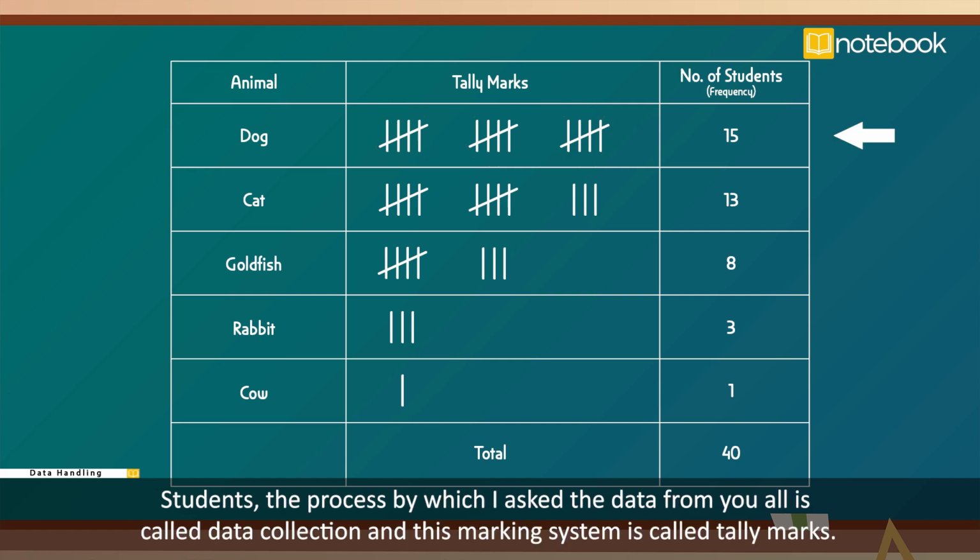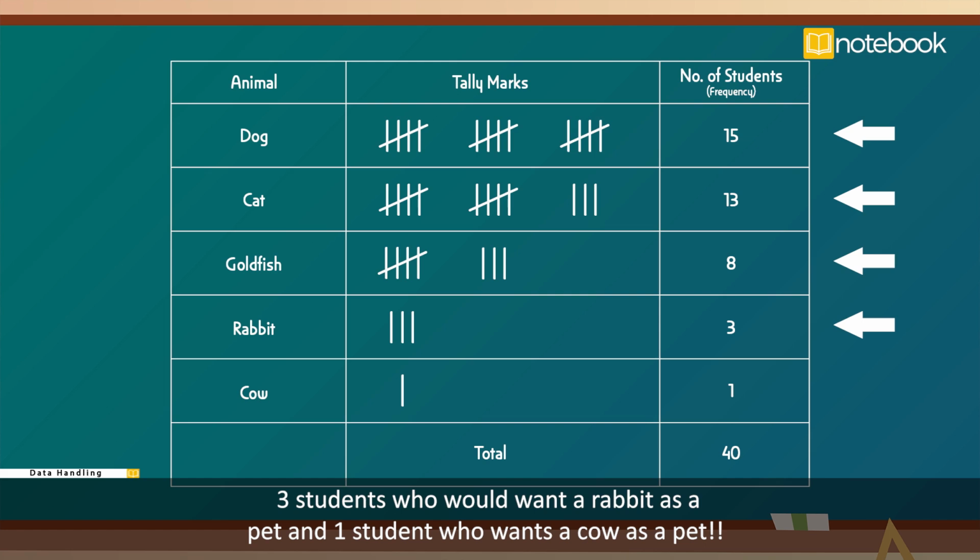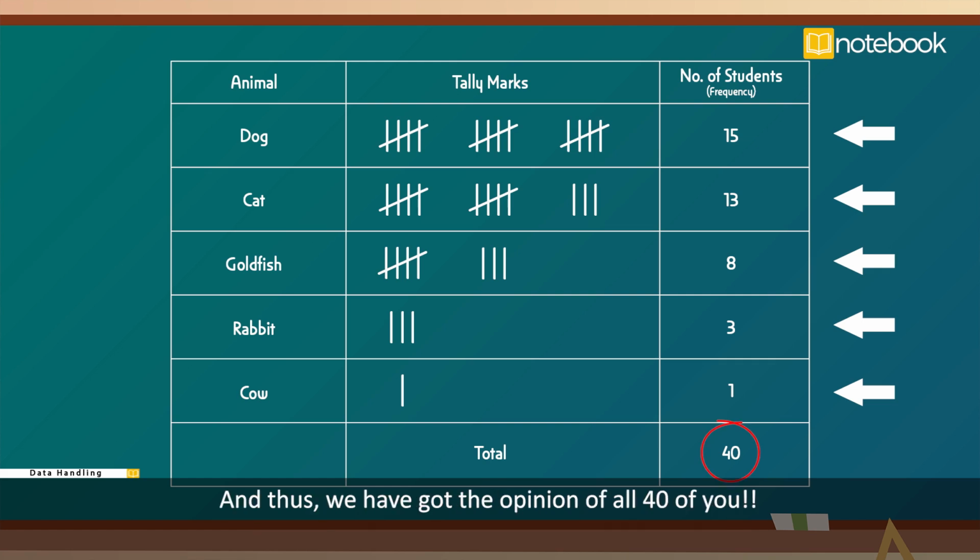Students, the process by which I asked the data from you all is called data collection, and this marking system is called tally marks. Similarly, we got 13 students who would want a cat as a pet, 8 students who would want a goldfish as a pet, 3 students who would want a rabbit as a pet, and 1 student who wants a cow as a pet. And thus, we have got the opinion of all 40 of you.